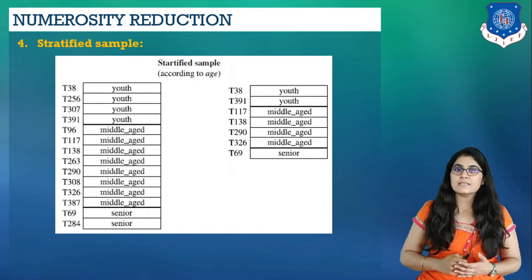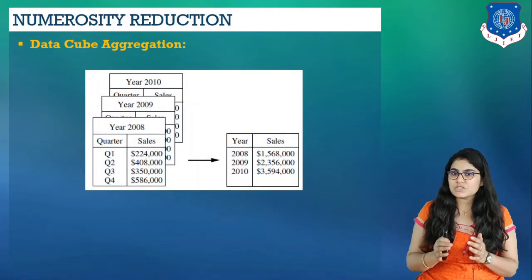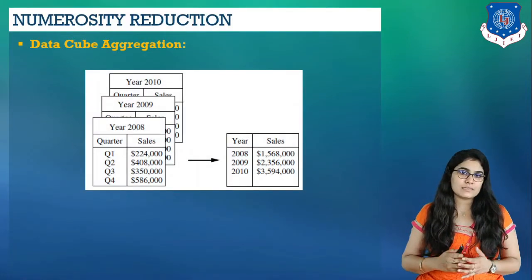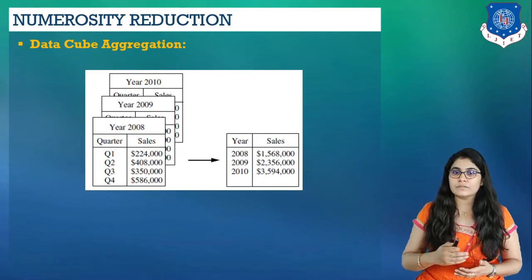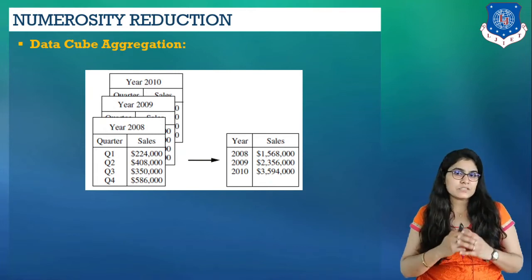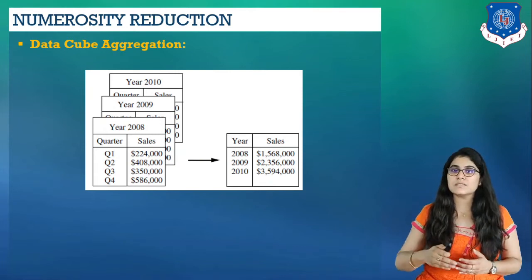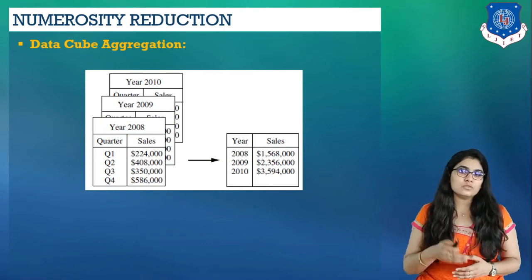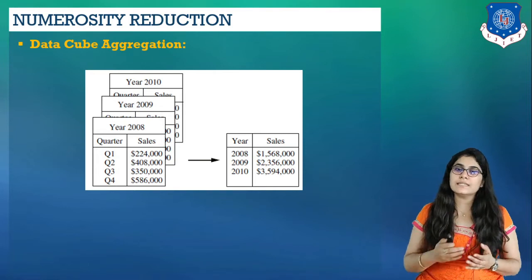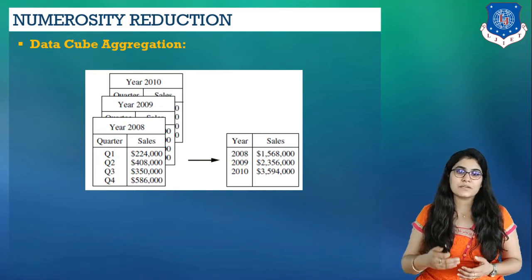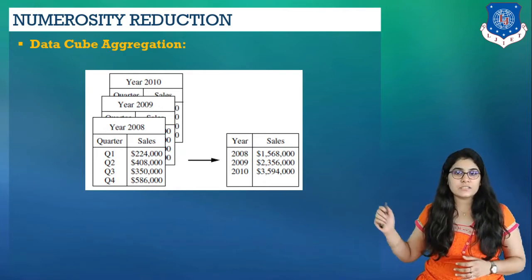Now let's discuss the next method, that is data cube aggregation. Imagine that you have collected data for your analysis. This data consists of the electronic sales per quarter for the years 2008 to 2010. You are however interested in the annual sales, that is the total sales per year, rather than the total per quarter. Thus, the data can be aggregated so that the resulting data summarizes the total sales per year instead of per quarter. This aggregation is illustrated in the given figure.